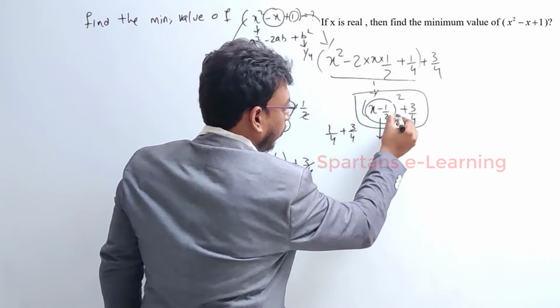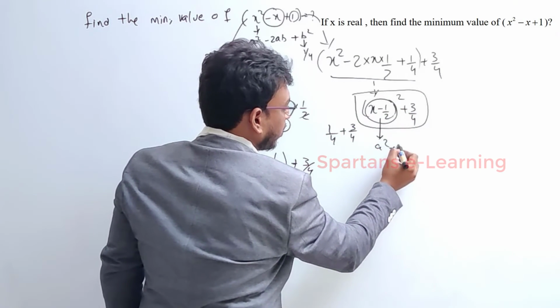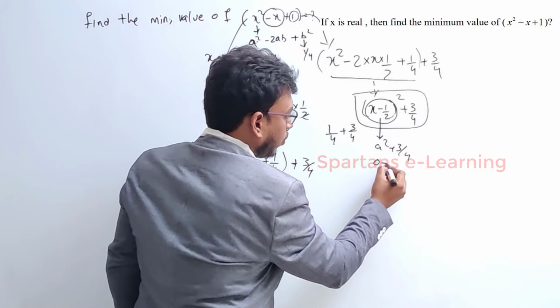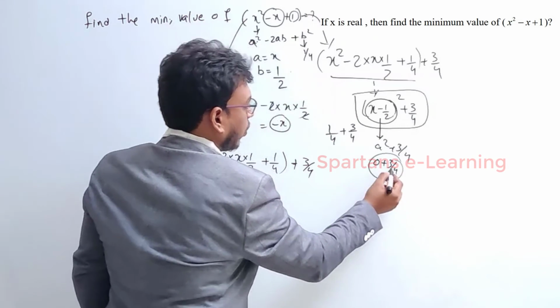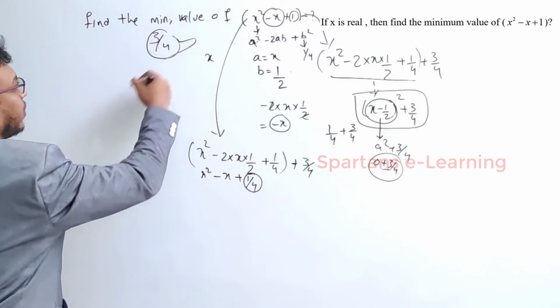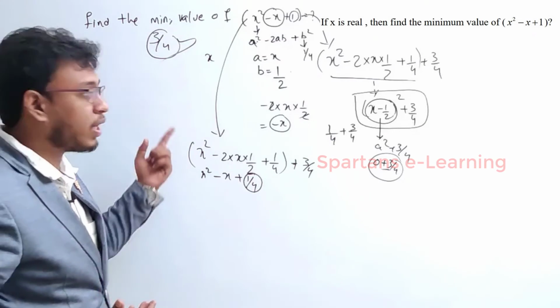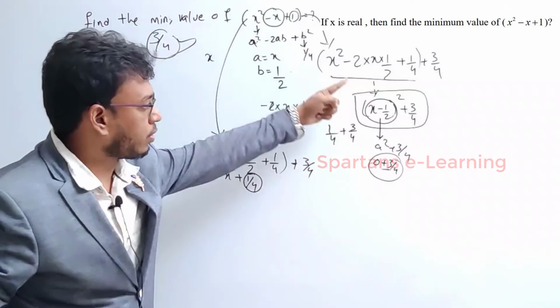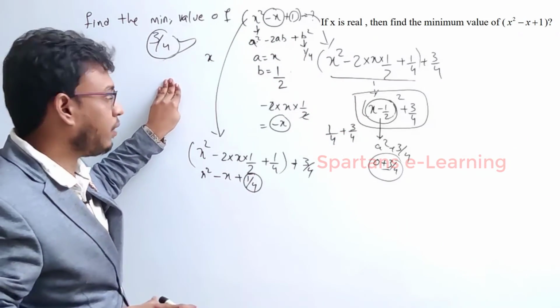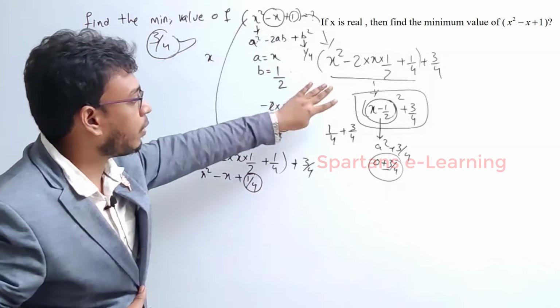So this is of the form perfect square. See here, a square plus 3 by 4 form, right? What is the minimum value of a square? It is nothing but 0. 0 plus 3 by 4. So your answer for this question must be 3 by 4. That's it. Okay? But how did you get 3 by 4? After doing all this logic, right? Now, your perfect square logic will be easy when you are able to decode the question into a perfect square.